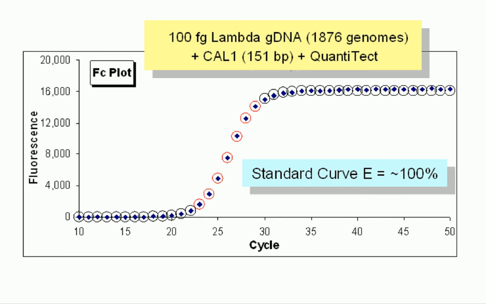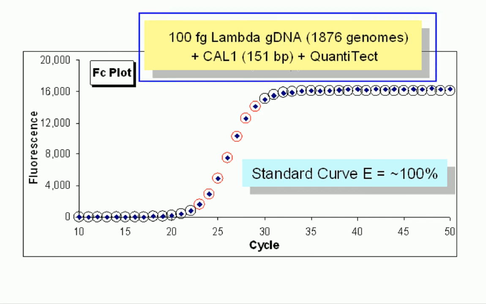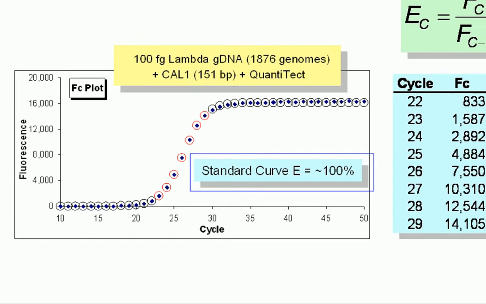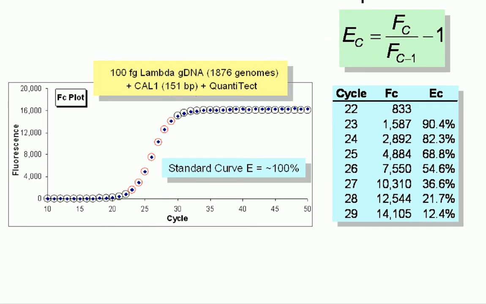To illustrate this method, I will focus on an amplification profile produced with 100 femtograms of lambda genomic DNA, an amplicon called Cal1, and QIAGEN's Quantitect enzyme formulation. Note also that standard curve analysis indicated that amplification efficiency of this assay is close to 100%. This table lists the fluorescence readings within the central region of the profile, which are denoted by the red circles, with the EC values for each respective cycle listed in the last column.